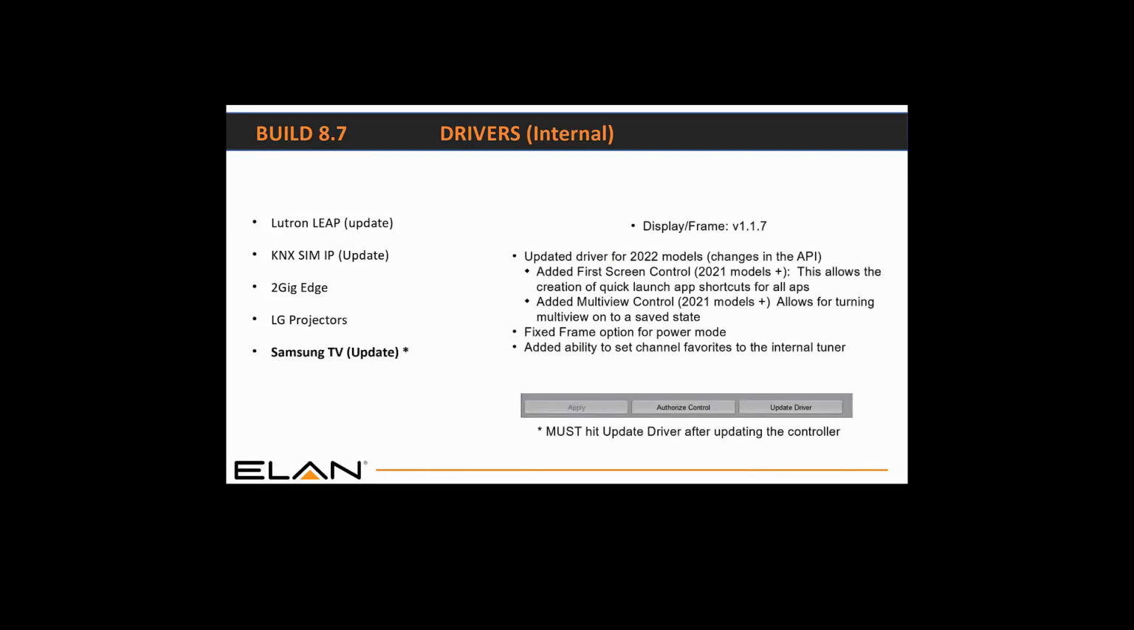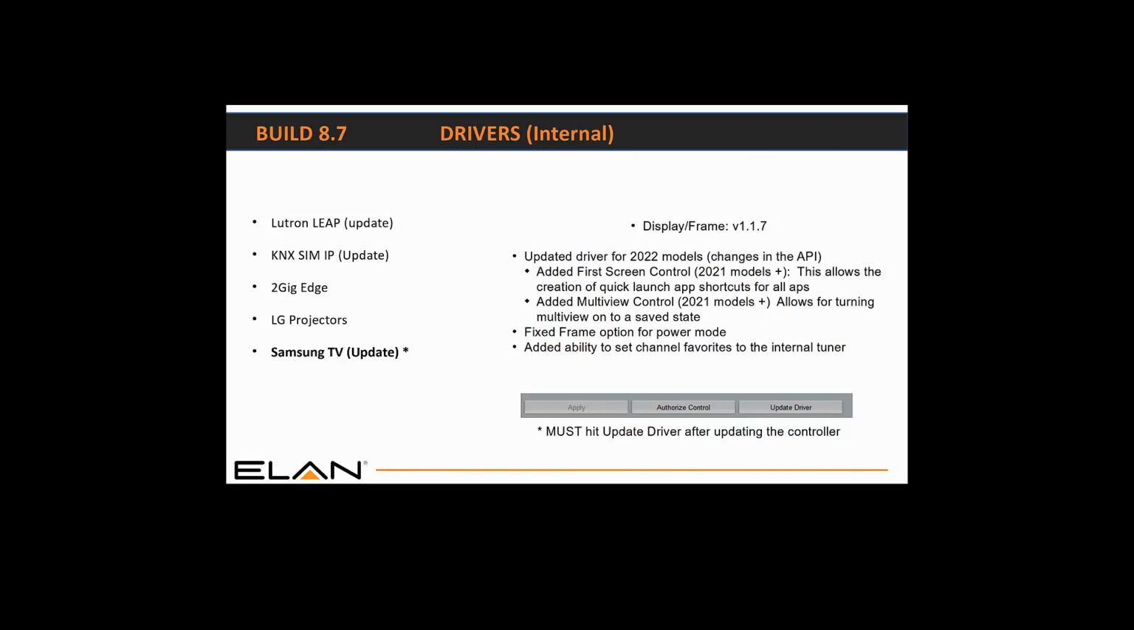Samsung TV, that's an update. Now remember, that update is different than some of the other ones. That specific update, and that goes along with a lot of the displays, you have to go into the display driver and click Update Driver to get the update. So you can always look at the version number because it'll tell you what it is, and the new version number is 1.1.7. So if you're lower than that, you should press it and get that update.